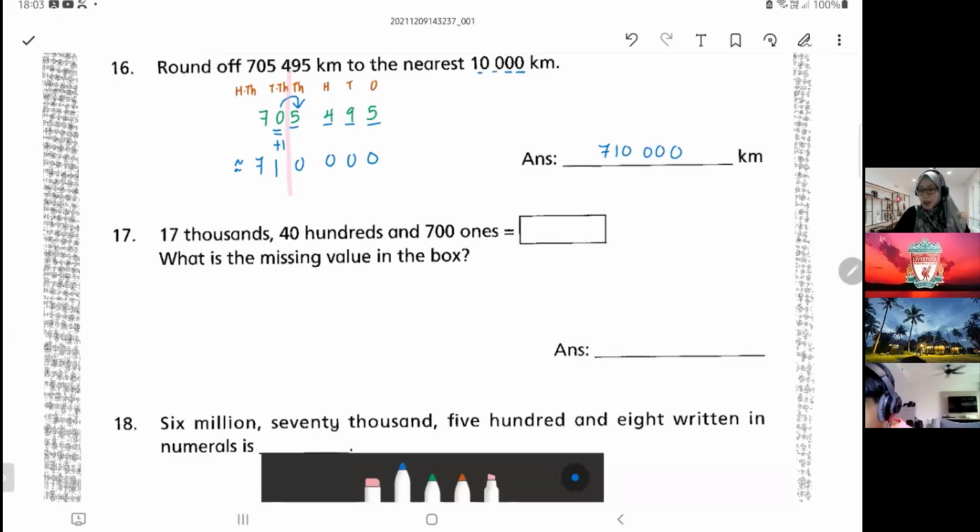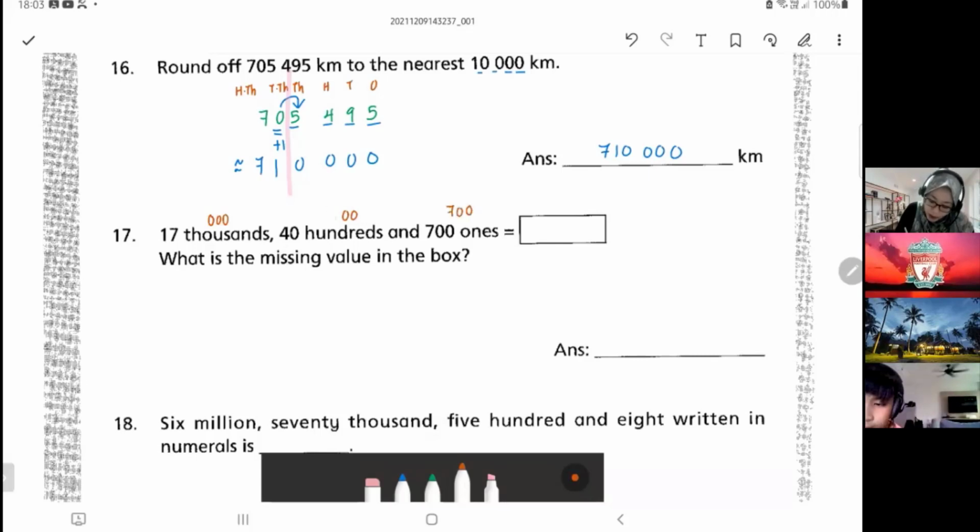710,000. That is the correct answer. Understand? Next question. I'm going fast. 17 thousands, 40 hundreds, and 7 ones is equal to what? I want to have the digits, the numerals, for these place values that are given. Okay, 17,000. Thousands, how many 0s? 1, 2, 3. 40 hundreds. Hundreds, how many 0s? 2. Ones, is there any 0? No. Leave it as 7.